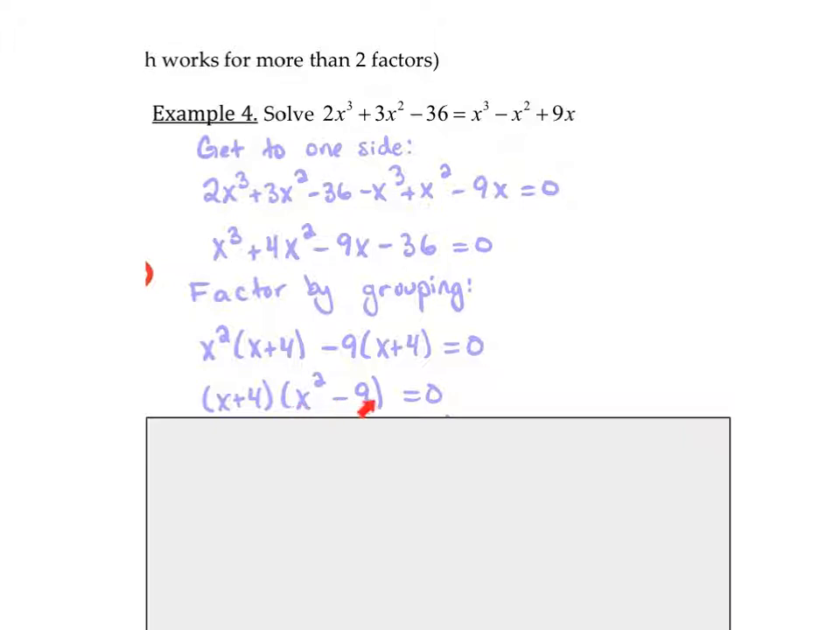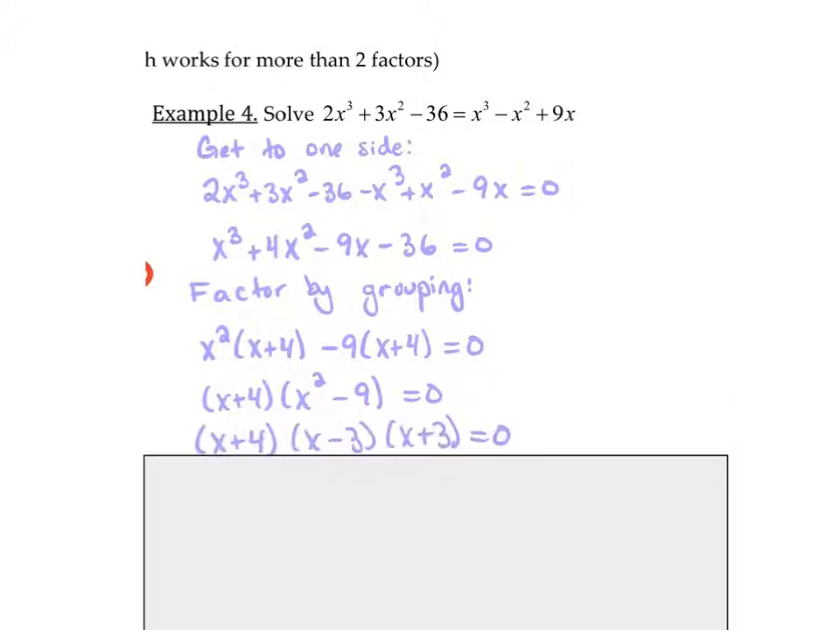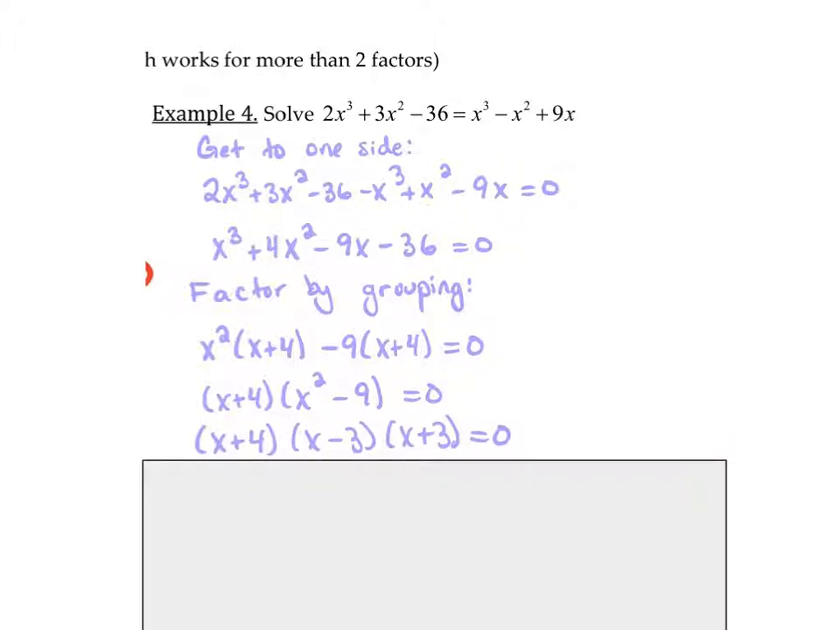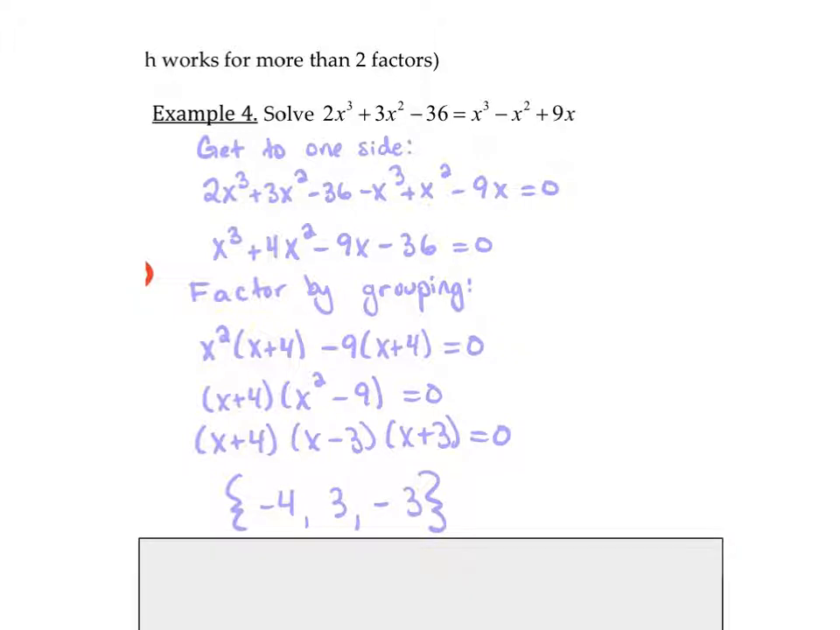I need to factor this x squared subtract 9 more, so that's what I do next. That's a difference of squares. It factors into x minus 3 times x plus 3. Now I still have, notice, this equals 0 this whole time. The whole idea behind getting everything to one side and 0 on the other is so I can use the zero product principle. And that's what I do at the end.